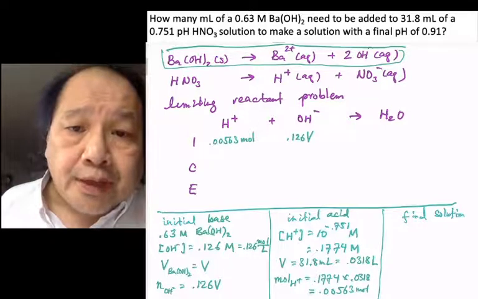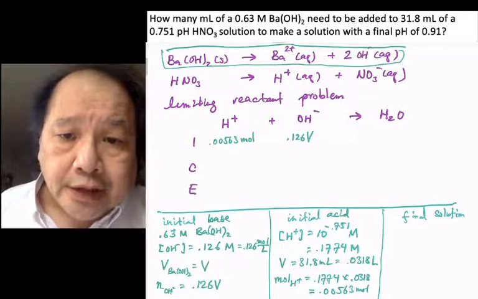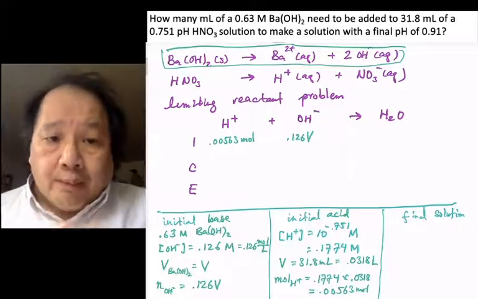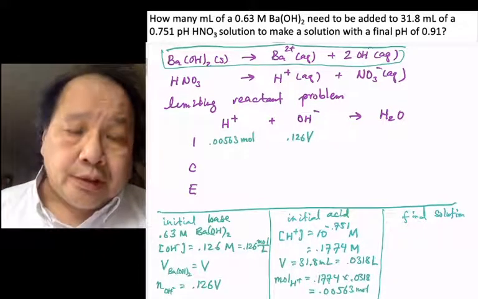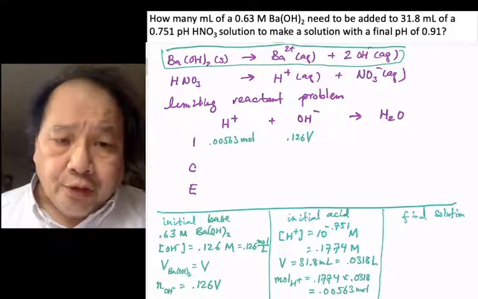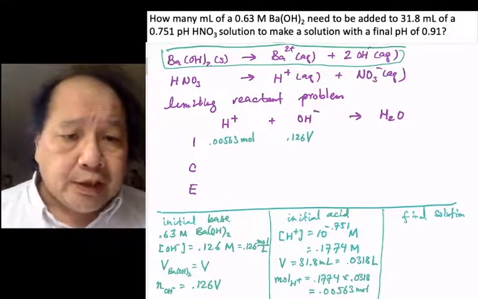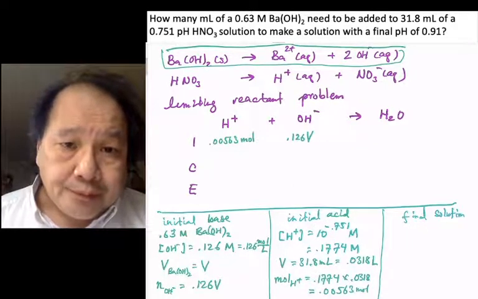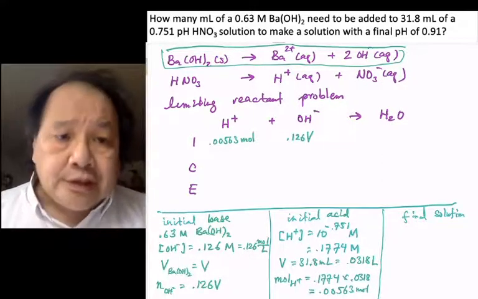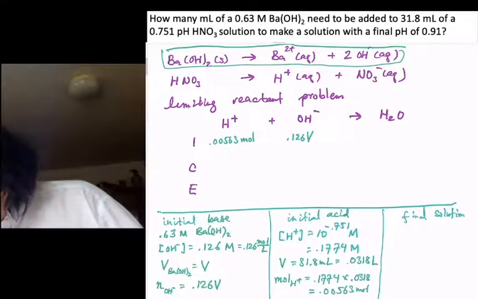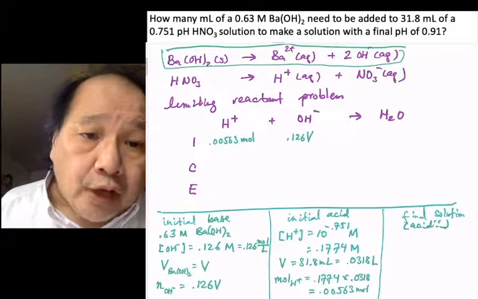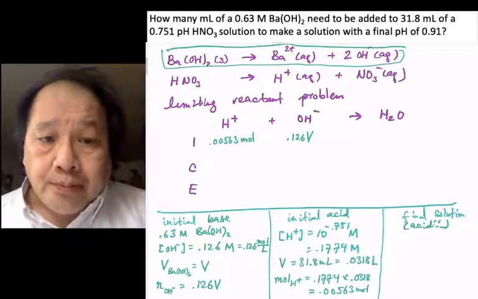The final solution has a pH of 0.91. Is that an acidic solution or a basic solution? Remember, 7 is the pH of a neutral solution, below 7 is an acidic solution, and a pH of 10 is a basic solution. pH of 0.91, is it acidic or basic? Put it in chat. If it's less than 7, it is acidic, which means that we're going to have a lot more H plus than OH minus.